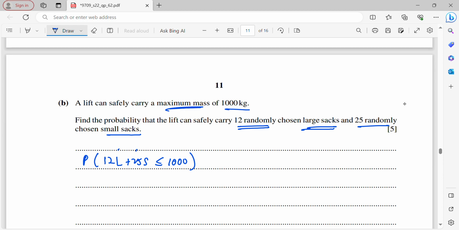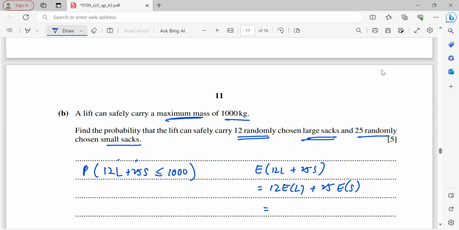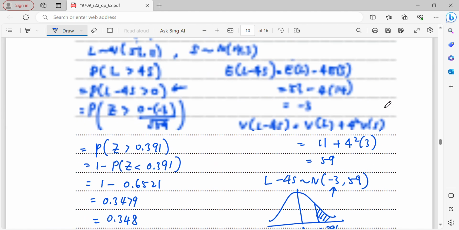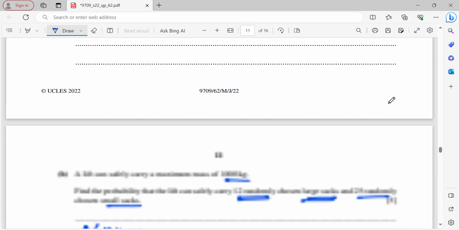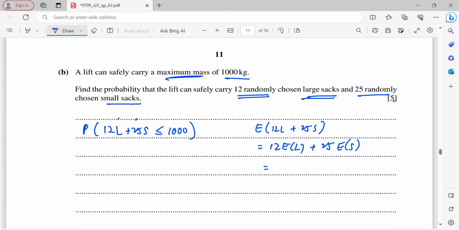Okay, now I need to get the distribution of 12 large plus 25 small. So again, expected value of 12L plus 25S equals 12 EL plus 25 ES. So again calculate. Expected L is 53, then the other one is 14. So I will get 12 times 53 plus 25 times 14. Then this is going to be 986.